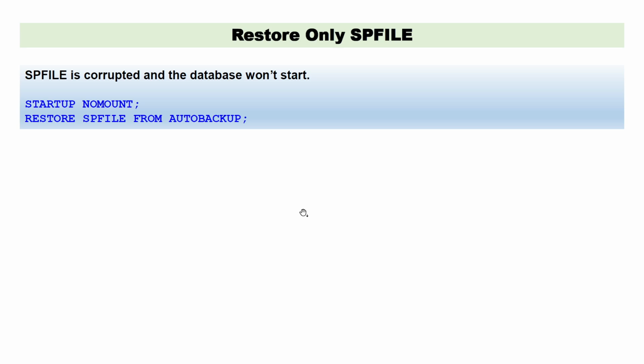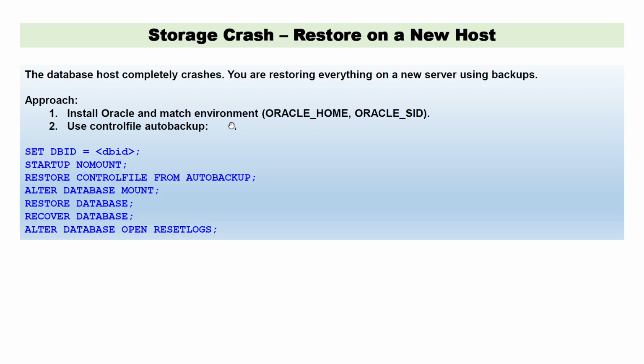Restore only the SPFILE. If the SPFILE is corrupted and the database won't start up, start your database in nomount mode and restore the SPFILE from autobackup. You have to start a dummy instance, and then use restore spfile from autobackup.